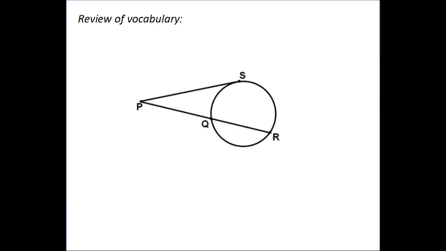In the last lesson, we learned some different names of segments and lines as they interact with a circle. So let's start by remembering those. The segment QR that is inside of our circle is called a chord. Segment QR is a chord. A chord connects 2 points, in this case Q and R, on a circle.